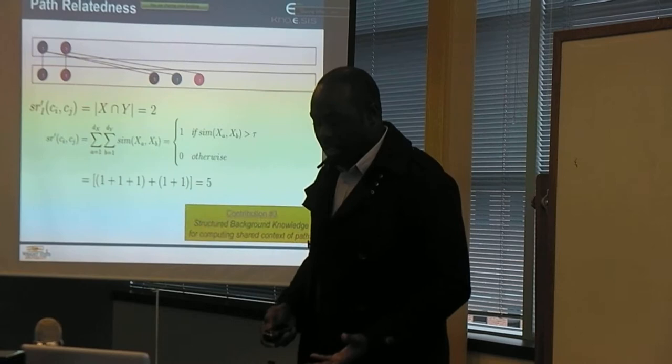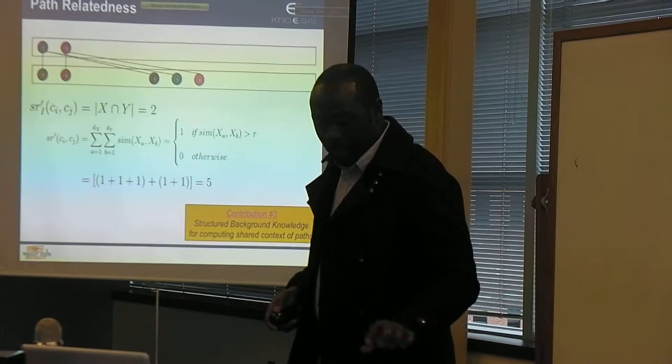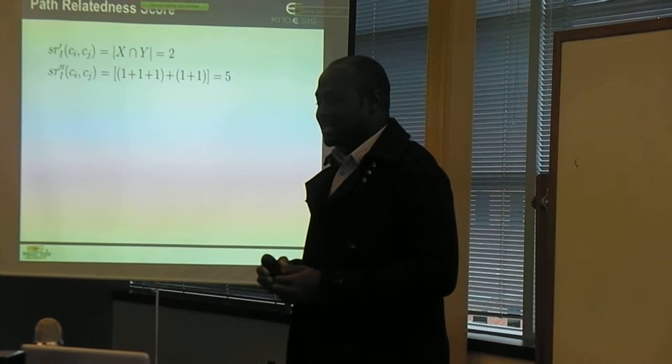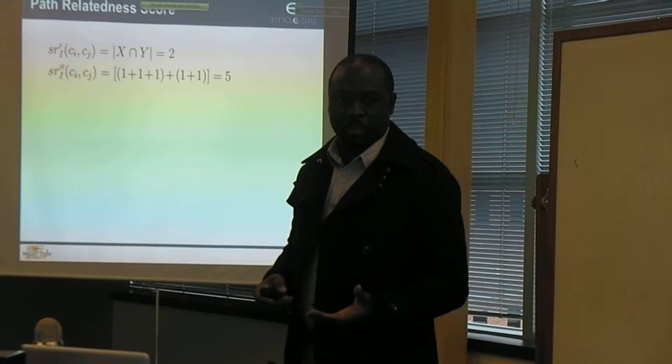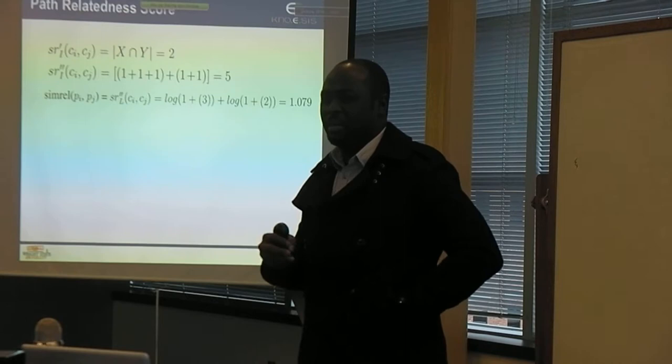And unfortunately, this is the third contribution of this research, which is the use of structured background knowledge to define the shared context between two paths. An unfortunate side effect of doing this is that two paths that are very similar will end up with a really high score. Two others that are related for our purposes above some threshold of path relatedness may have a lower score, albeit. We apply a log reduction on the scores just so that the scores are not really difficult to deal with, to really minimize the difference between things that are basically related.